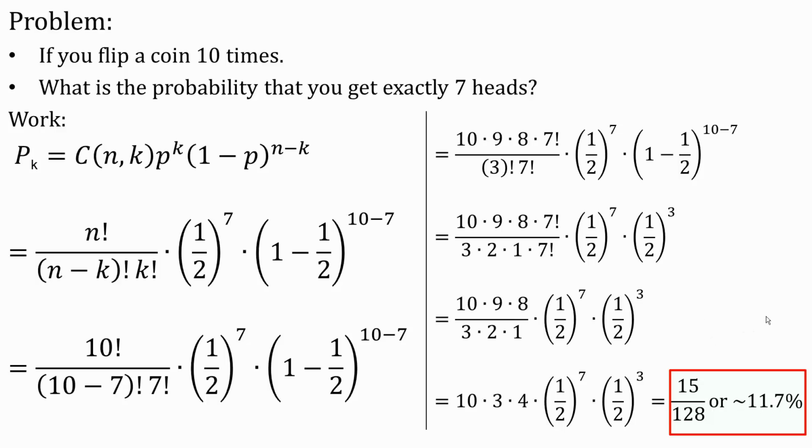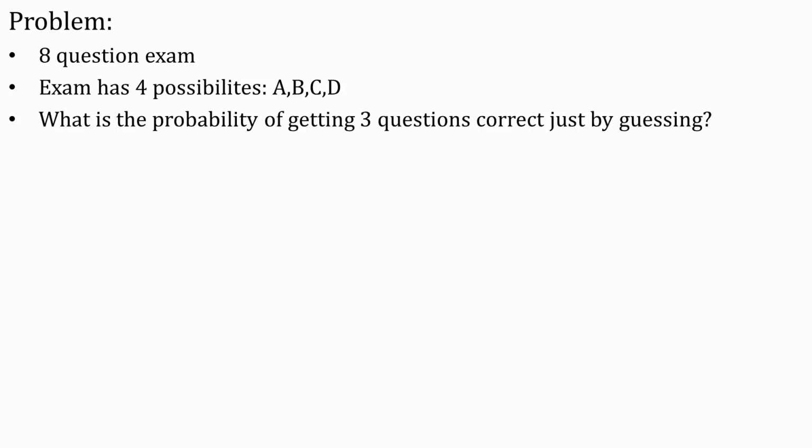And so this is the first problem. Now for the second problem. Let's say we have an exam. There are 8 questions, and for each you can choose A, B, C, or D. So the exam is multiple choice. We want to know the probability of getting exactly 3 questions correct just by guessing. If you want to pause the video here and attempt this problem, feel free.